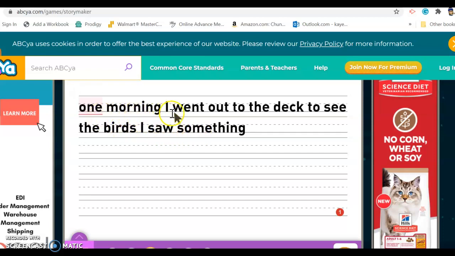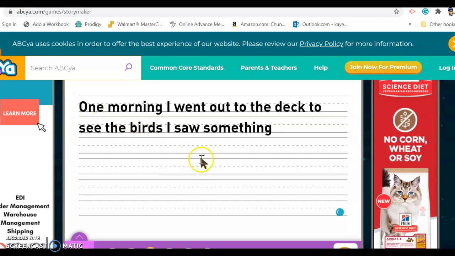One morning, I went out to the deck to see the birds. I saw something. Hmm. One morning, oh, that's the beginning of a sentence. So I need to fix that and make that a capital O. One morning, I went out to the deck to see the birds. I saw something.